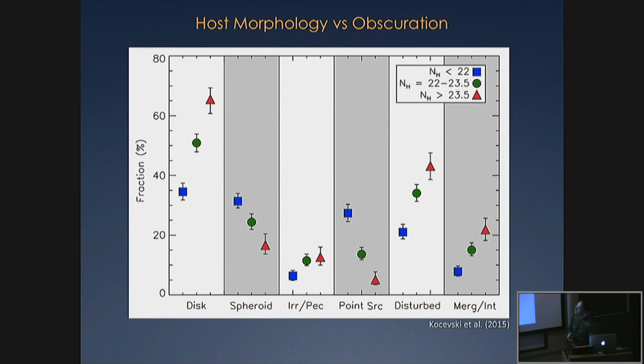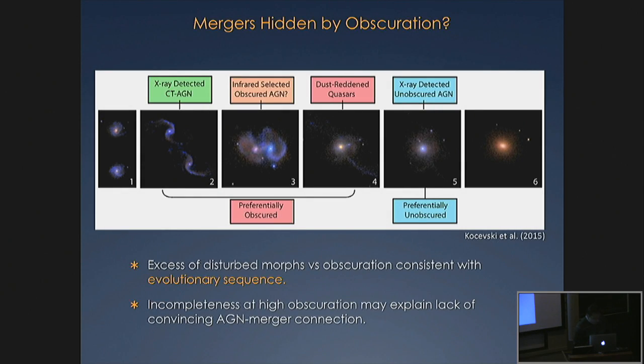This panel shows essentially just the morphological breakdown of the three samples. Blue here are unobscured sources, green are obscured ones, and red are our Compton-thick candidates. And we see an increase in the disk fraction, a decrease in the spheroid fraction, and a statistically significant increase in the disturbed fraction. Or, in fact, if we are more conservative and just look for clear mergers and interactions, the overall fraction drops, but we still see a statistically significant increase in the merger rate of these samples.